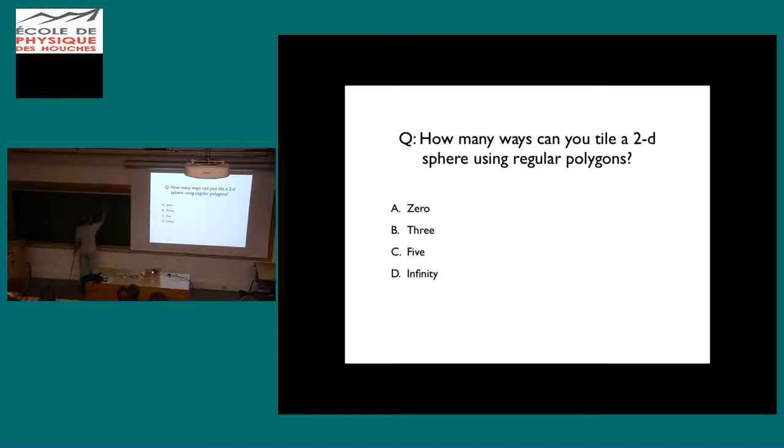So for example, here's an example of an equilateral triangle, something that goes from the North Pole to the equator and then over 90 degrees. That's right. So eight of these, as Bruce said, would give you one such tiling. So we know that zero cannot be the answer.